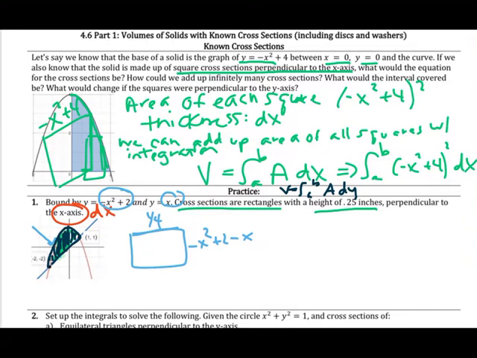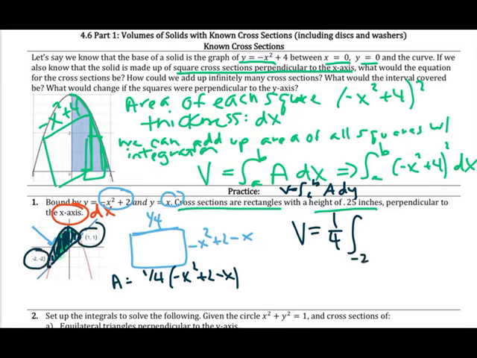So the volume is going to be the integration of the area. So what's the area? Well, the area here would be 1/4 times negative x squared plus 2 minus x. That means that the volume, and I'm going to pull the 1/4 out since it's just a scalar, is going to be the integral, and let's look at the intersection points here. The integral from -2 to 1 of this curve, negative x squared plus 2 minus x, integrating with respect to x.